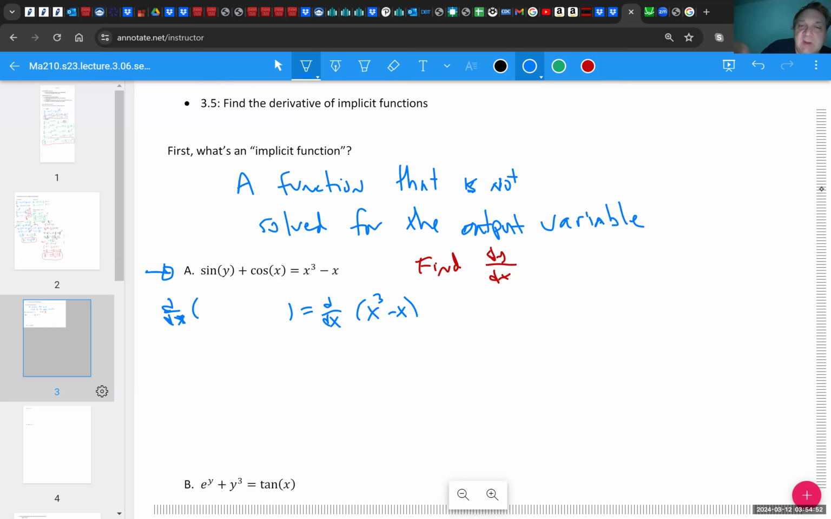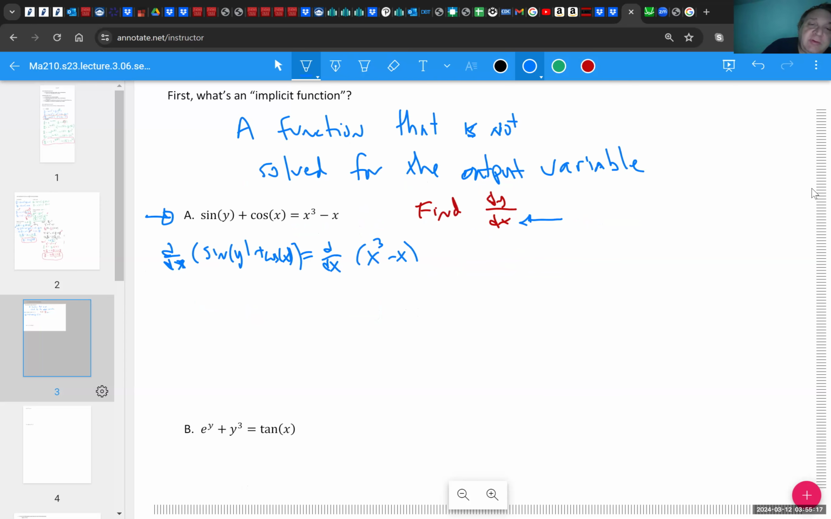Oops, I've got to put this left-hand thing in there too: sine y plus cosine x. So differentiating both sides with respect to the x variable. The x variable was right here, the input. So that's why I differentiate with respect to x. Now I just apply all of my chain rule that I learned, what I call the advanced chain rule. The derivative of sine y is cosine y times the derivative of that y.